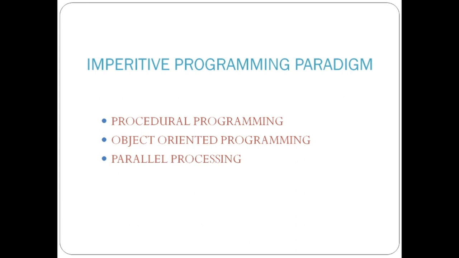Now we have three types of imperative programming paradigms that are available to us. I'm going to discuss, on a small scale, each one of them. The first one is procedural programming, and that is actually a type of imperative programming paradigm. This particular paradigm, the procedural programming paradigm, emphasizes procedure in terms of the underlying machine model. There is no difference between the procedural and imperative approach.